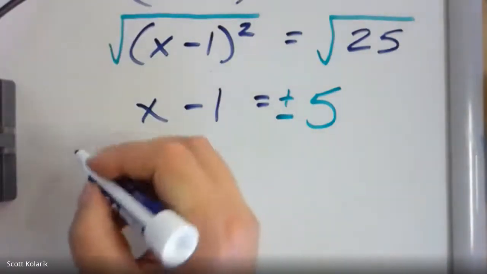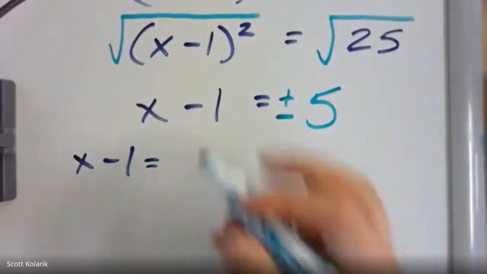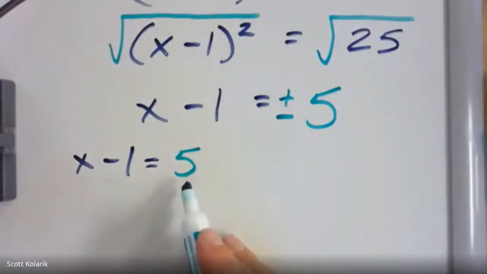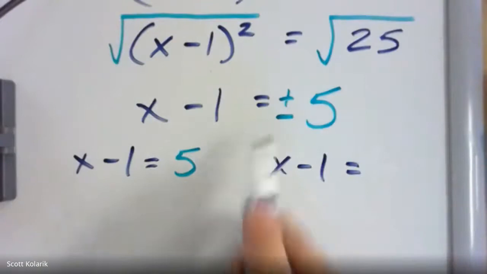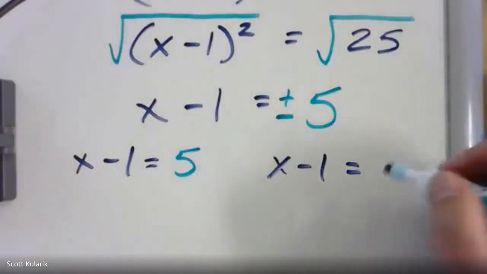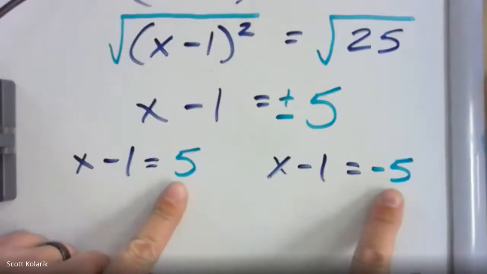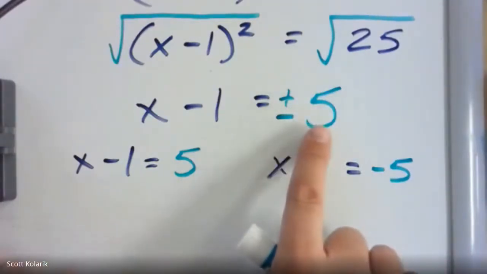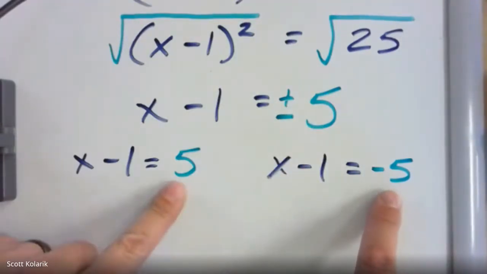My first equation being x minus 1 equals positive 5. Right? And I can move that 1 to the other side to get that result. My second equation here will be x minus 1 equals the negative 5. Again, the reason why we have 2 results here is because when I took the square root of 25, both the positive and the negative versions can be the results from that. So we get to this spot, we have our 2 different results.